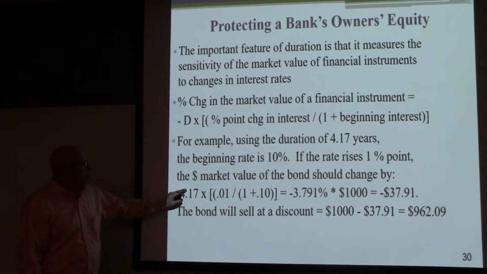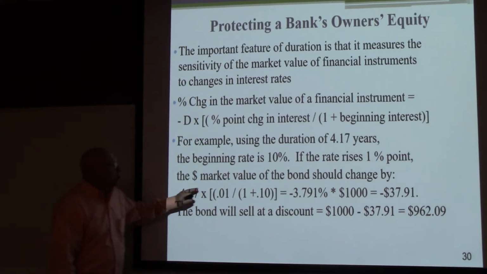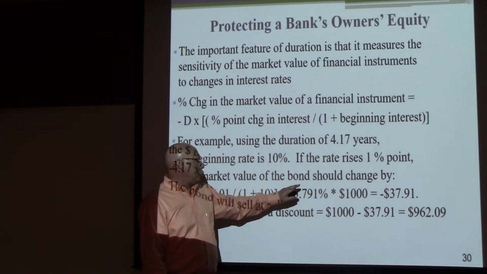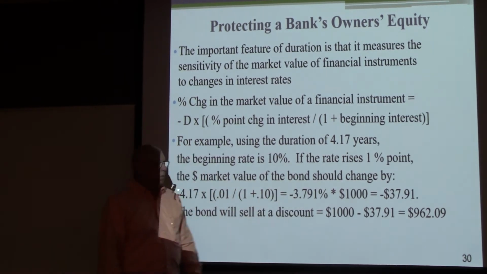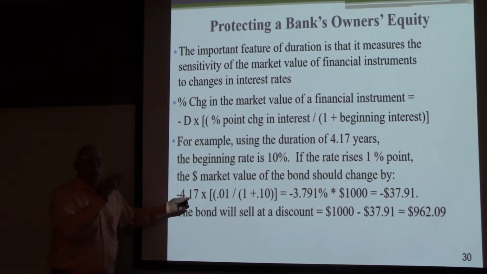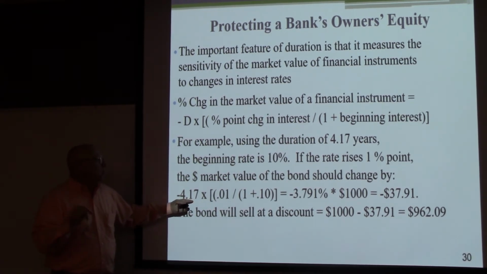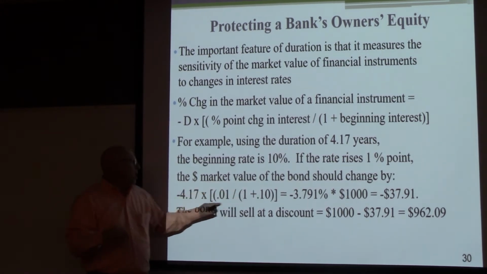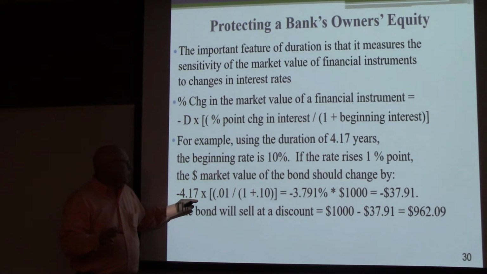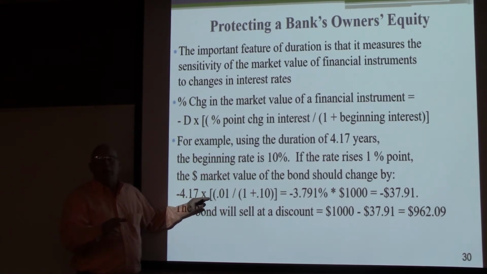That's how you use duration. The longer the duration, the bigger the change. Interest rates go up, the price goes down by more. Duration goes up if the term goes up. Duration goes up if you pay less often. Duration goes up if the interest rate on the bond, the beginning interest rate, is lower. Duration goes down if interest rates go up. And duration will go down if you pay more frequently, quarterly instead of annually.